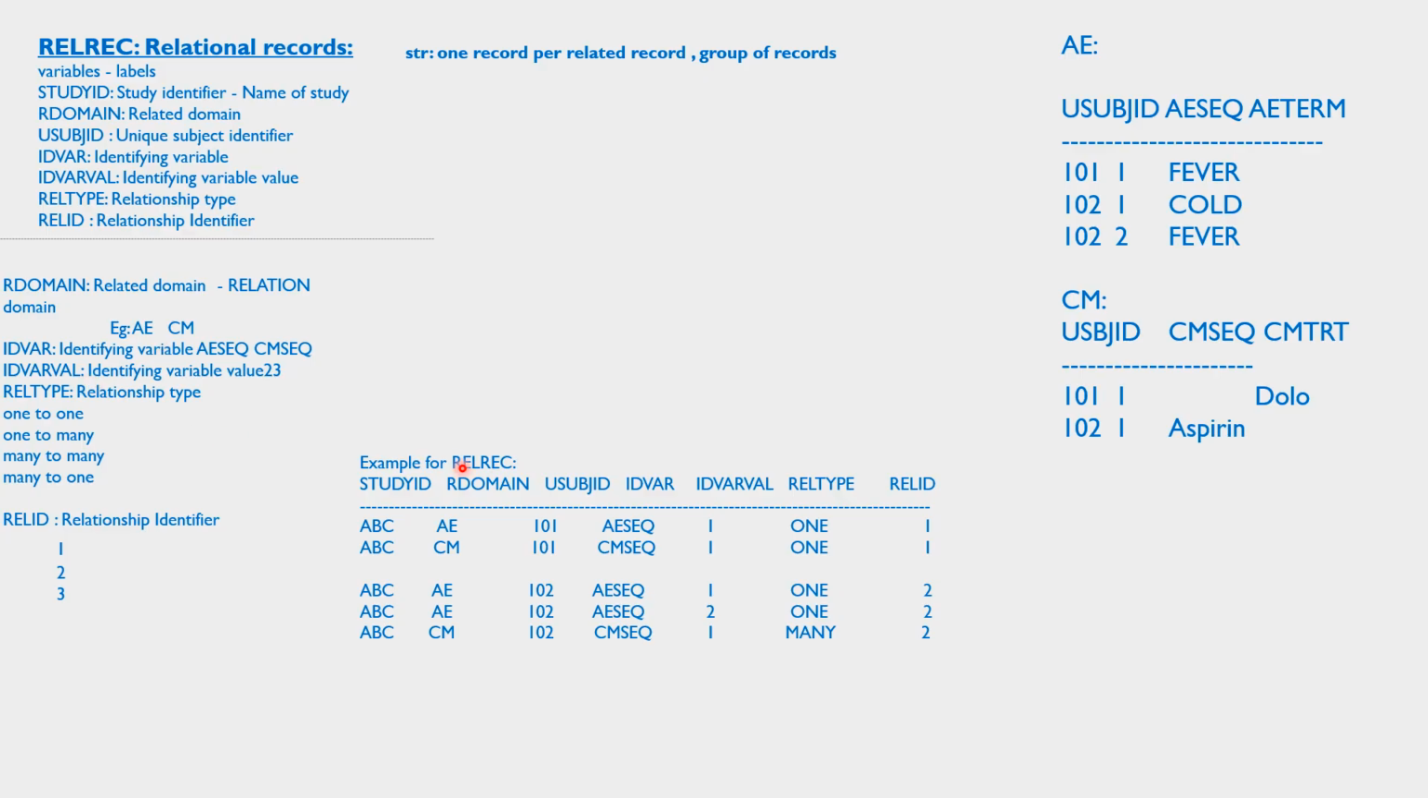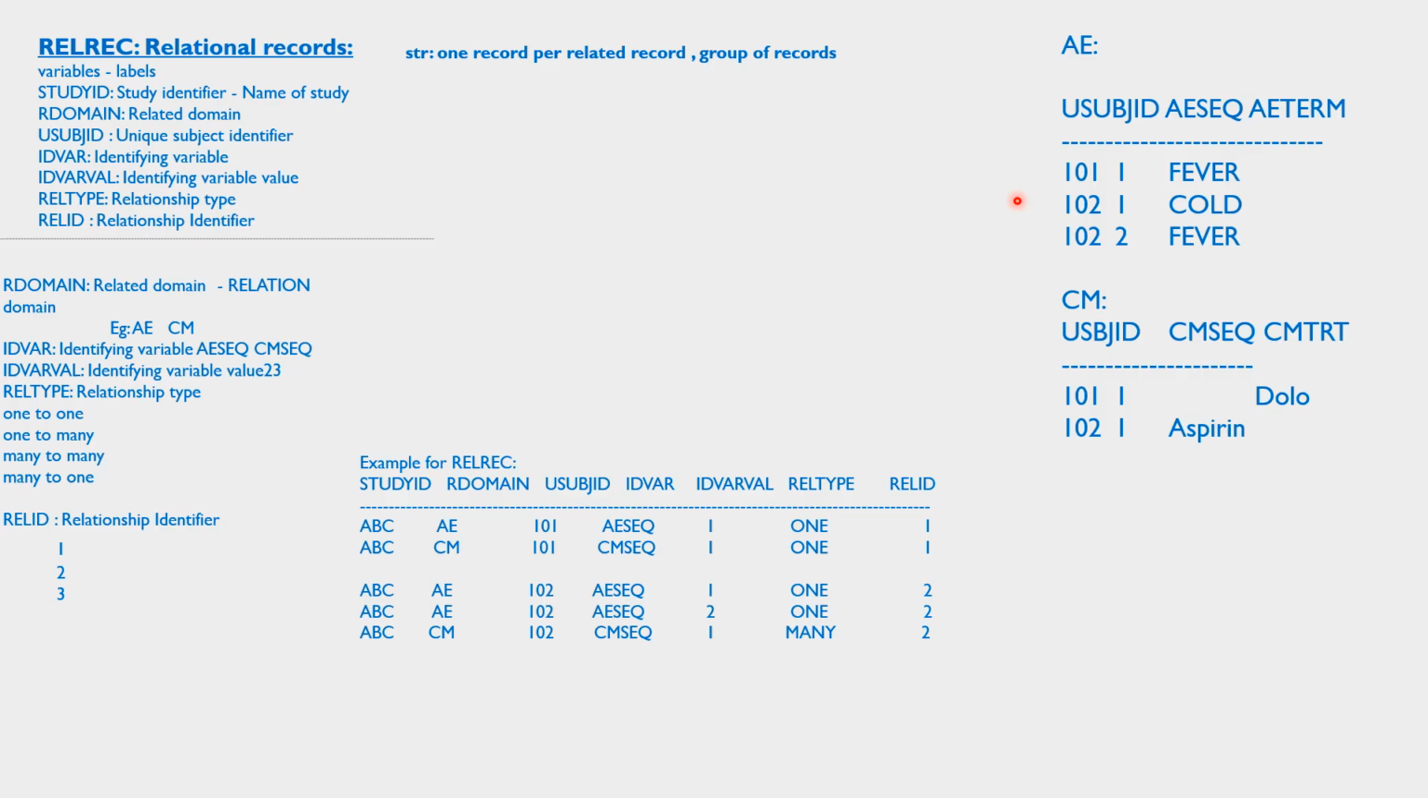Next, IDVAR and IDVARVAL. IDVAR will always be a sequence variable, and IDVARVAL will be that sequence number. RELTYPE will be one to one, one to many, many to many, or many to one. In this way the RELTYPE will come. For RELTYPE, a number will be there, and for that RELID will come.